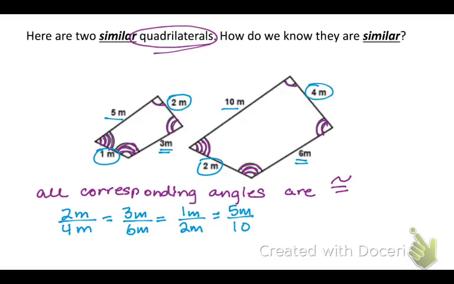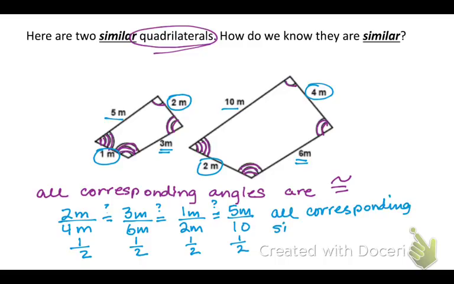Okay. So the question is, are these equal? And pretty obviously they are, because 2/4 is equal to 1/2, 3/6 is equal to 1/2, 1/2 is equal to 1/2, and 5/10 is equal to 1/2. So, of course, all corresponding sides are proportional. So yes, indeed, they are similar, and we've just shown that they're similar. Okay, so that gives you a little refresher on what it means for two polygons to be similar.